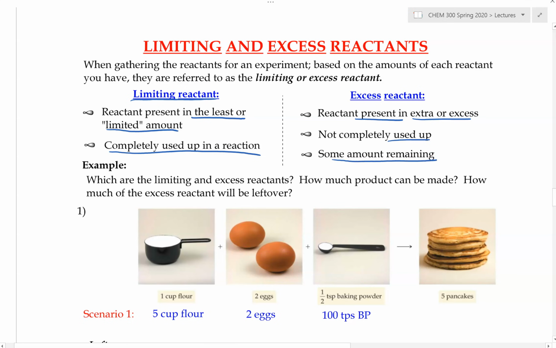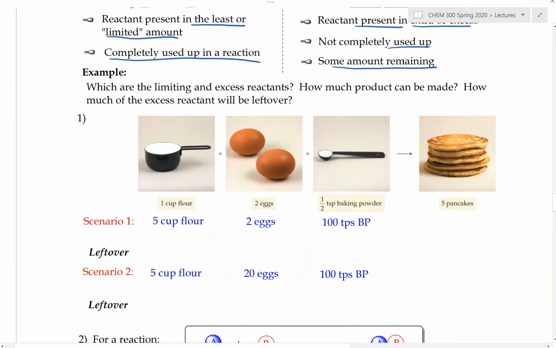So it's important that we can figure out which one is the limiting reactant and which one is the excess reactant. Here's an example. What are the limiting and the excess reactants, how much product can be made, and how much excess reactant would be left over in the following example? Let's say we have a pancake experiment, a recipe for how to make pancakes. This is the pancake experiment that we have been covering in the previous lecture video. And here is the recipe.